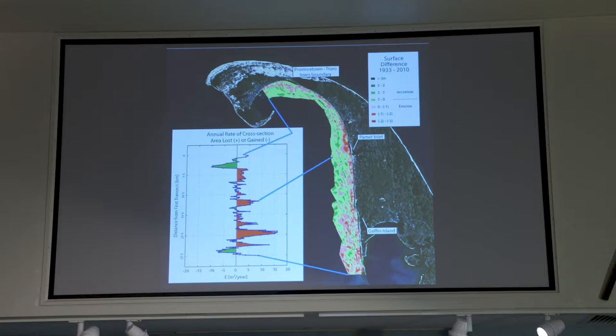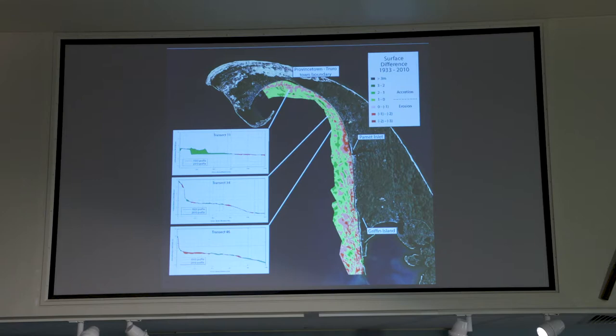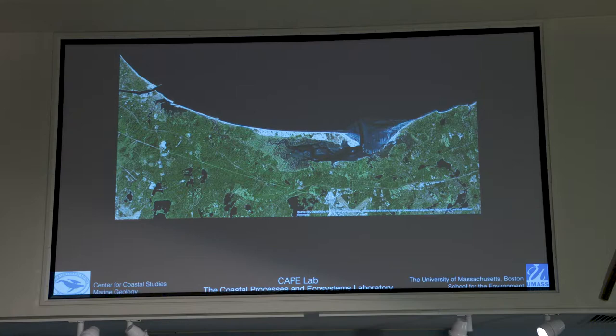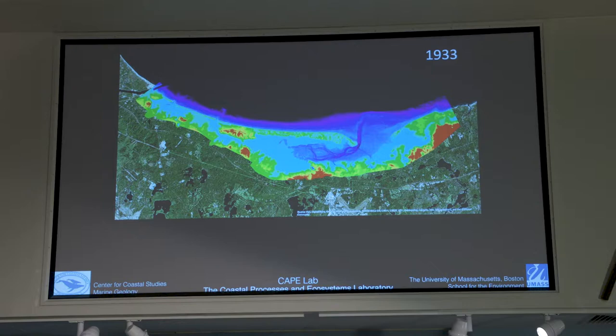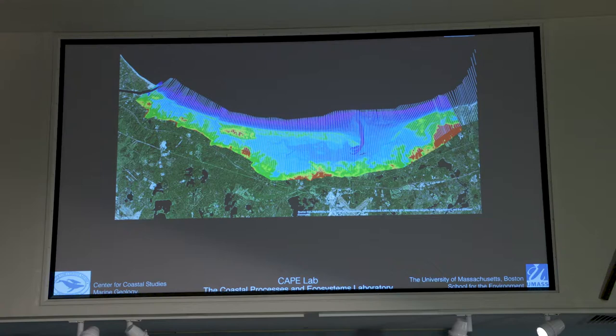You can look at these data in a lot of different ways. That's why the sediment budget is really, really powerful. You can look at them from just the individual profiles, or the entire area. Same thing we did with Sandwich. I'll show you sort of the final product, right? So we did Barnstable and Sandwich. And this is the 1933 surface. All those data, we created this nice surface. Then we compare it to the 2010. And like I said, we cut it up and we look at it. And the final product we get, it's not very impressive, but it's really, really useful.